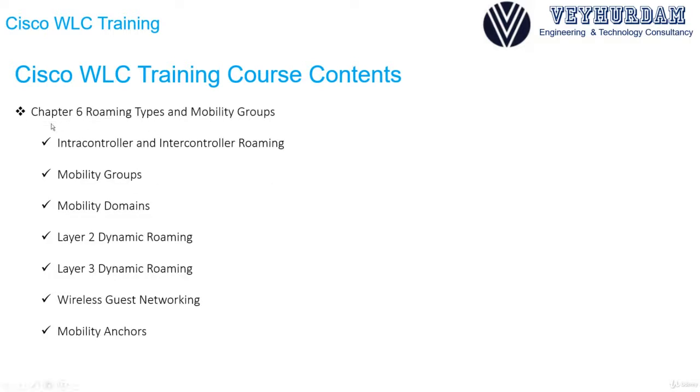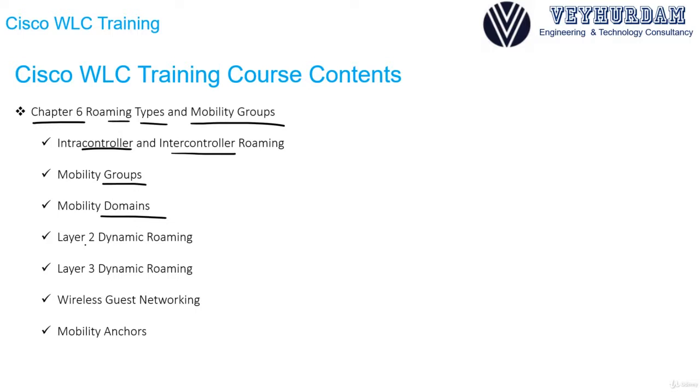So in Chapter 6, we will talk about roaming. Different roaming types, mobility groups, and mobility domains will be our main concern. What intra-controller roaming is, what inter-controller roaming is, why it happens, what the different mobility types are for mobility groups and domains, and how many wireless LAN controllers will be in mobility groups and domains will be our concern.